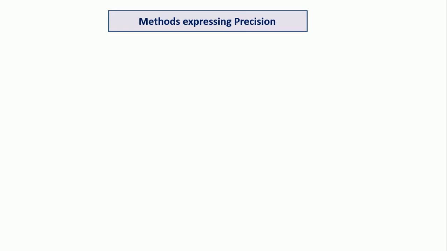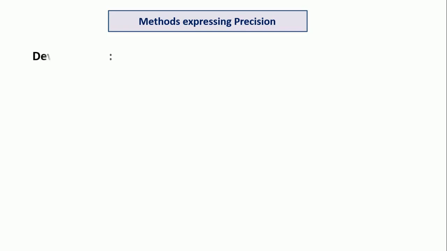Now, how is precision expressed, and which are the methods to express it? There are 3 to 4 terms. First is deviation, then second is average deviation, also called mean deviation, third is standard deviation, and fourth is called relative mean deviation. These are the 4 terms which express precision. We are going to explain them one by one.